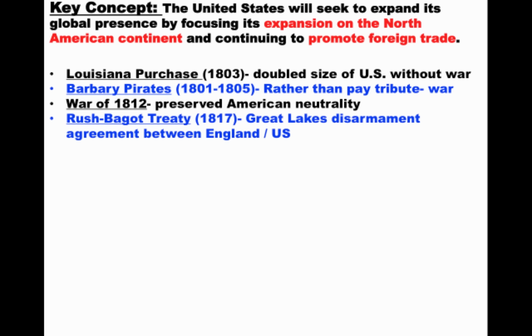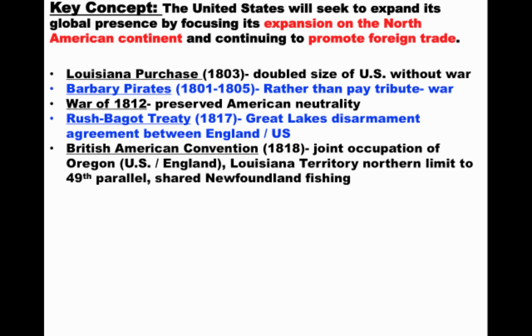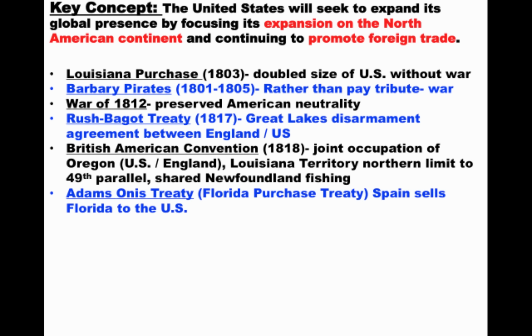The Rush-Bagot Treaty, where Secretary of State John Quincy Adams helps negotiate an agreement where England and the U.S. agree to disarm the Great Lakes region, possibly preventing a war. The British-American Convention in 1818 is a joint agreement between the U.S. and England, where we agree we will jointly occupy Oregon for 10 years. The northern boundary of the Louisiana Territory will be set at the 49th parallel, and we'll agree to go on some nice fishing trips in the Newfoundland region. We'll share that section for fishing. The Adams-Onis Treaty will buy Florida from Spain.